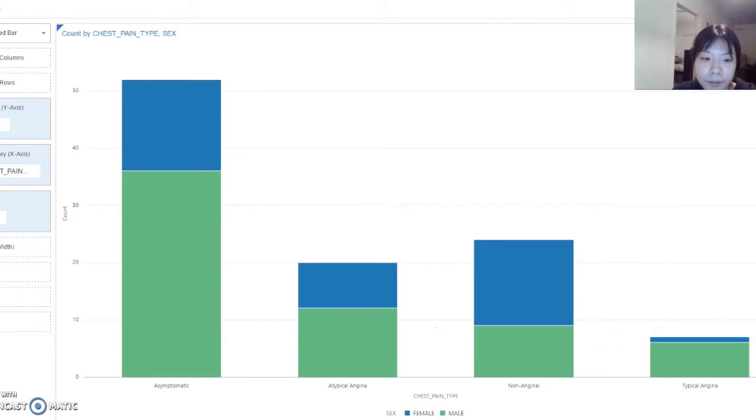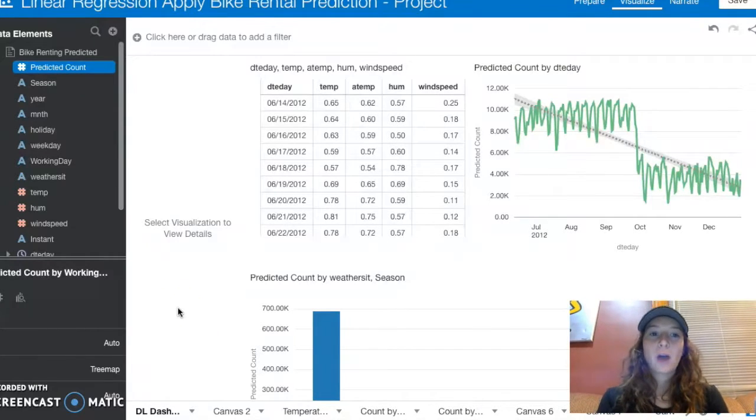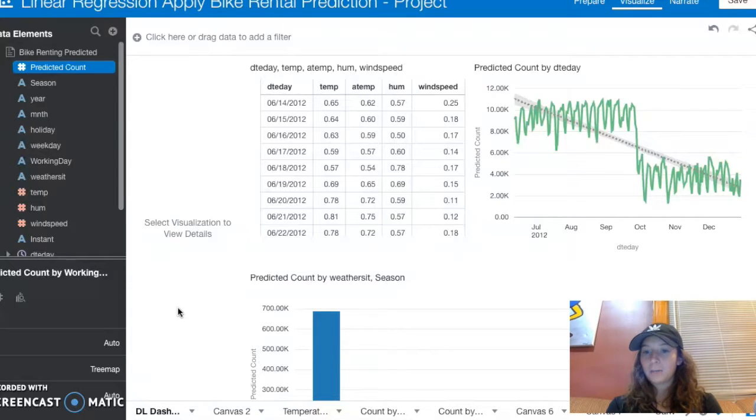Hi, I'm Hayley Krumwiede, and today I'm going to be showing you my visualizations also. I focused mainly on the other project, which was the bike rental predictions.